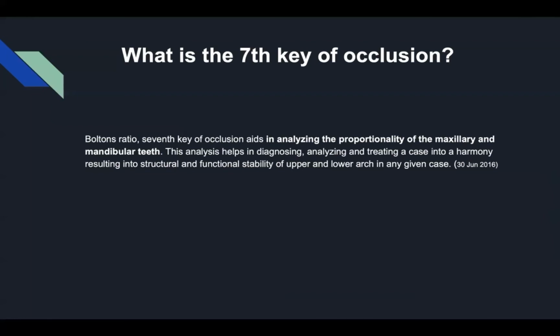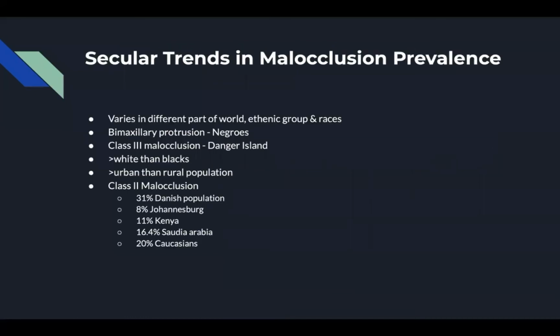But if there is any Bolton discrepancy and you have not adjusted it during the treatment, by interproximal stripping or by doing other mechanics, then you end up with not a perfect interdigitation or perfect occlusion. So in 2016, research showed that apart from the 6 keys of occlusion, we need to achieve the 7th key of occlusion, which is a perfect Bolton ratio. Are we okay so far?